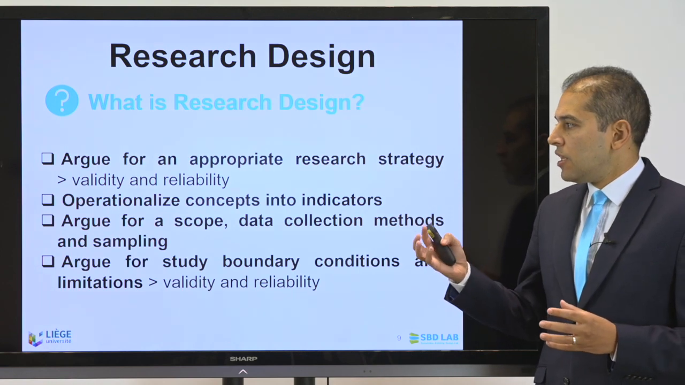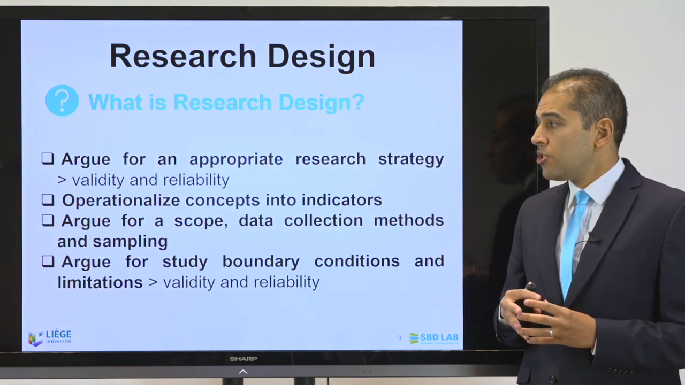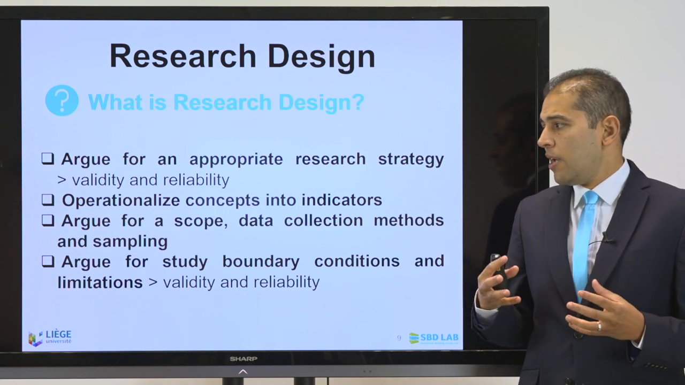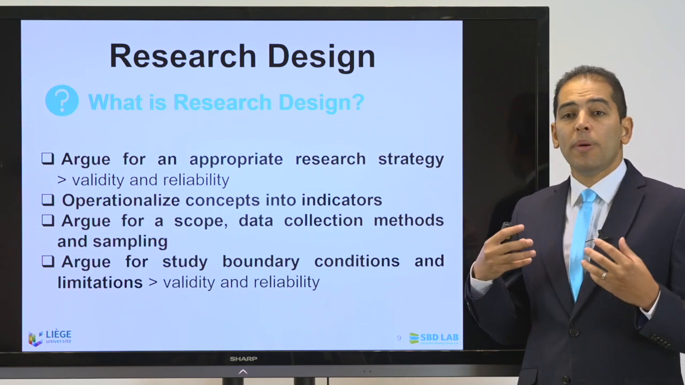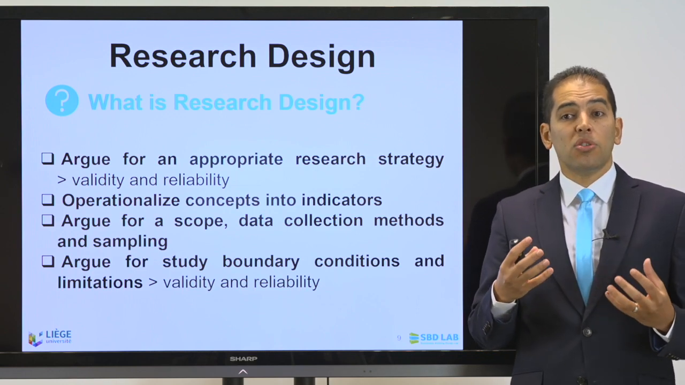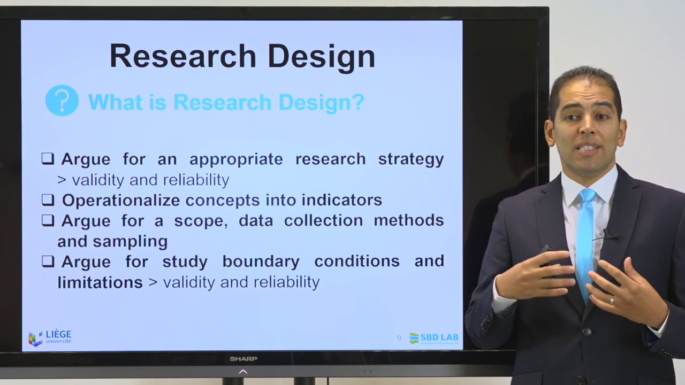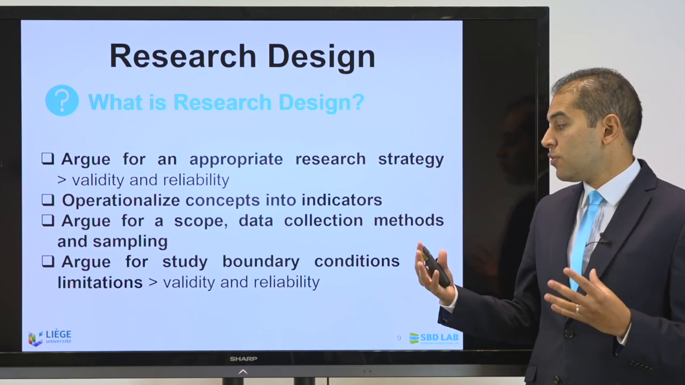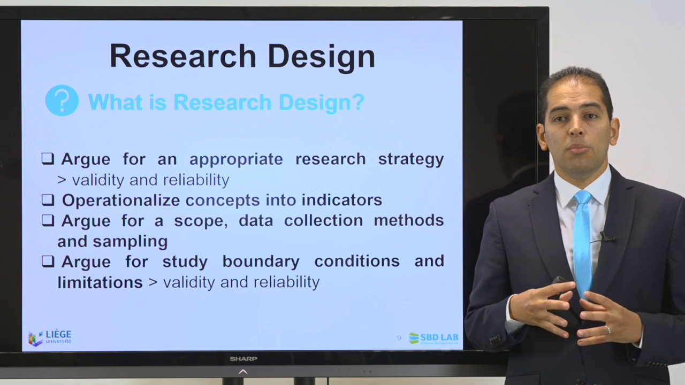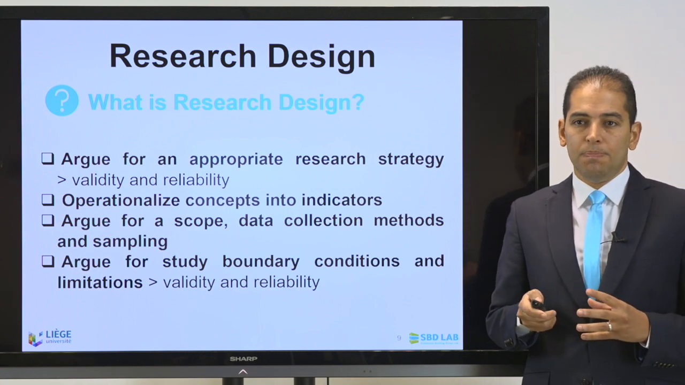Now, research design argues for an appropriate research strategy. Here you need to make sure that your strategy is valid, it is reliable, and it allows you to operationalize the concepts into indicators. It argues for a scope, data collection method, and sampling method. And for sure, it argues for study boundary conditions and for limitations so that your study becomes valid and reliable.